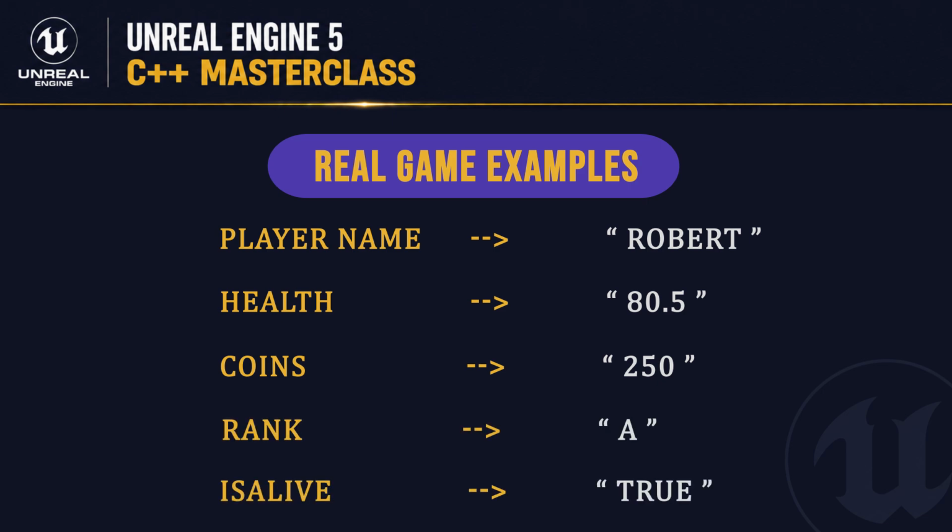Now take a moment and observe these values. All of them store different types of data. And these data types cannot be interchanged. For example, a player's name cannot be 250. Similarly, a player cannot collect 250.5 coins. Because the number of coins must be a whole number, not a decimal number.